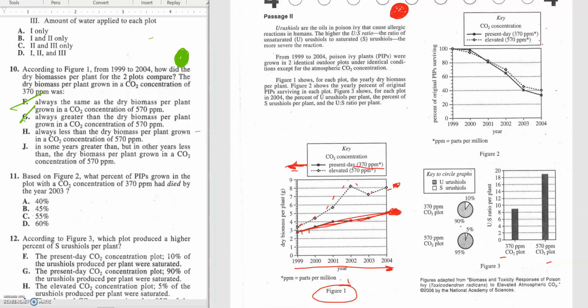Look, it's always under it, right? That's it there, and this one's up here. So it's always less. So I'm keeping that one. And if this was the exam, I would just mark it as H and move on.